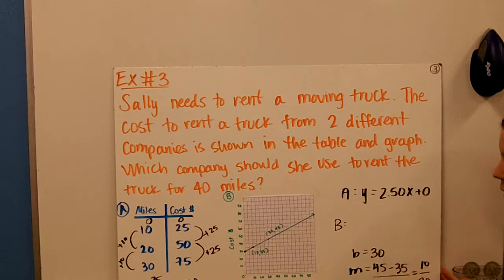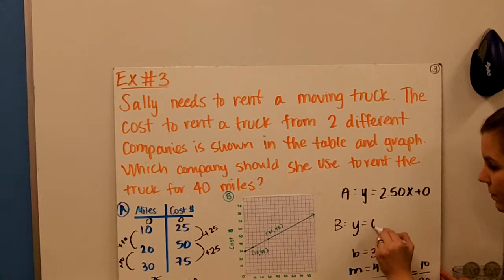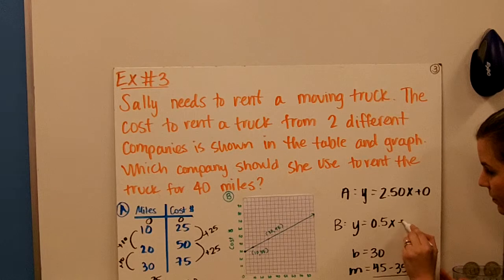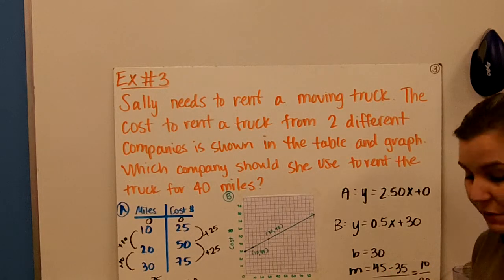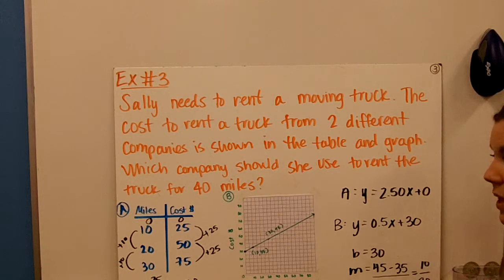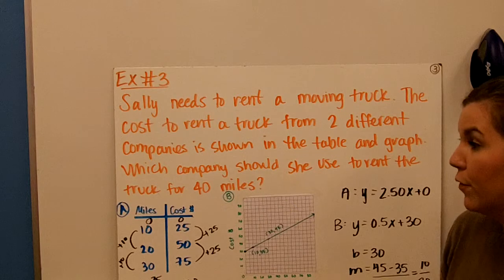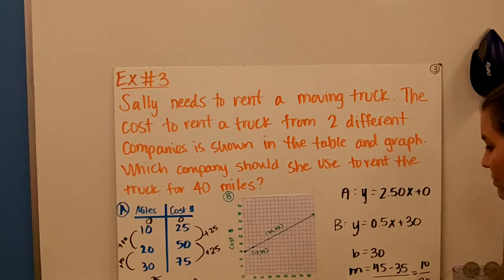So I have a slope and a y-intercept. I can write the equation. So this says Company B is going to charge you 50 cents for every mile plus $30 to use the truck. Which company should she use to rent the truck for 40 miles?